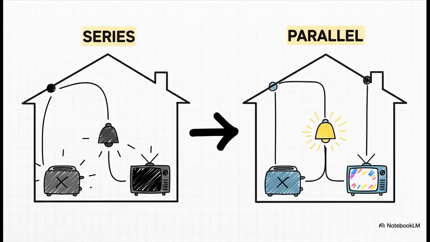And that's really the bottom line. This one simple design choice, choosing parallel over series wiring, is the reason our homes actually work. It's why a broken toaster is just a minor inconvenience and not something that plunges your entire house into darkness. It's a perfect example of these basic rules shaping our entire world.